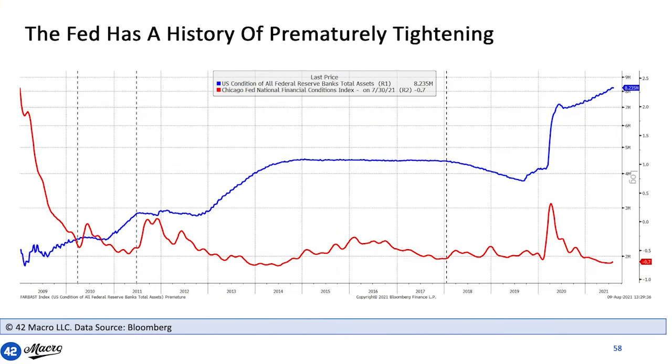On slide 58, the Fed has a history of prematurely tightening. The blue line shows the Fed's balance sheet relative to the red line, which is the Chicago Fed's National Financial Conditions Index. They ended QE1 too early. They ended QE2 too early. They started QT in 2018, and we had Balmageddon, and then we had the Q4 '18 sell-off. If you're going to pump a bunch of debt into the economy, you've got to keep the game going. The Fed has a history of this.